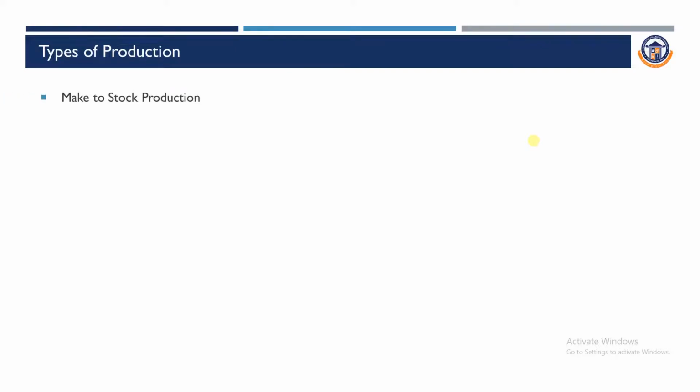The production systems are generally divided into three types: make to stock production system, make to order production system, and then assemble to order production system. So what is make to stock production system?